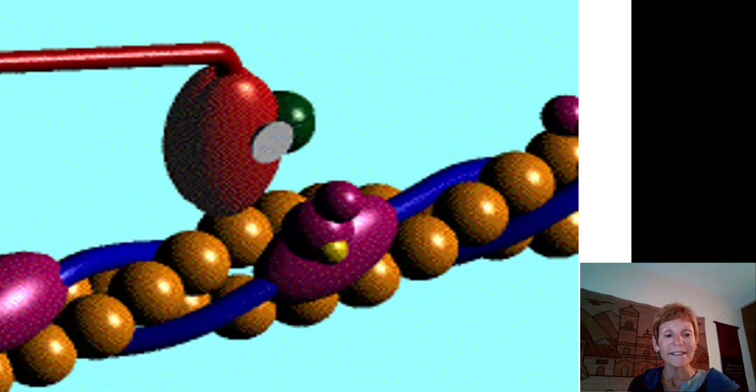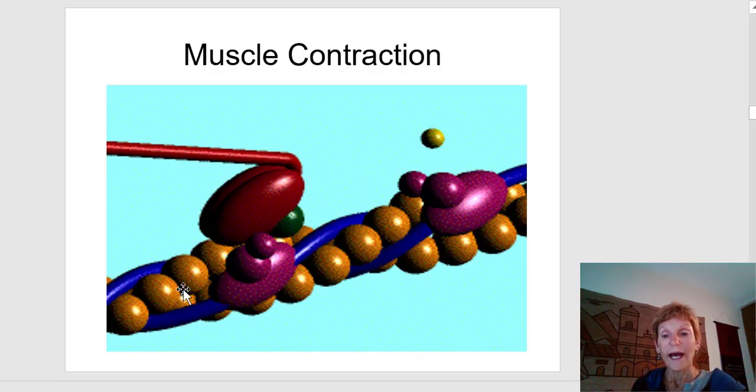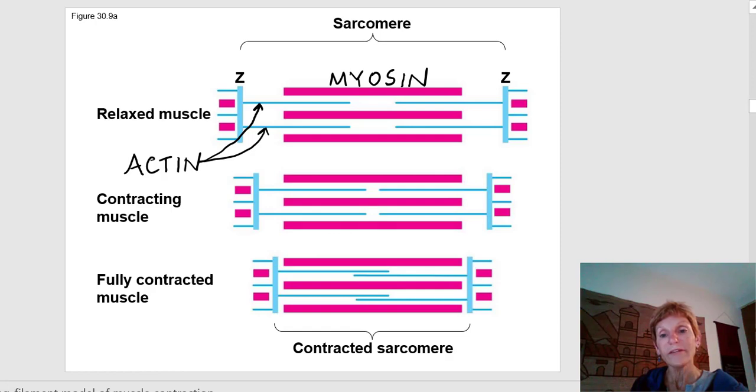We're going to get back to this in a little while and look at the other parts of this picture. But for now, I want to go back to where we finished off. We were looking at this cartoon of the sarcomere. The sarcomere, remember, is the contractile unit of a muscle, and this skeletal muscle is arranged in different types of proteins that are interspaced between them.